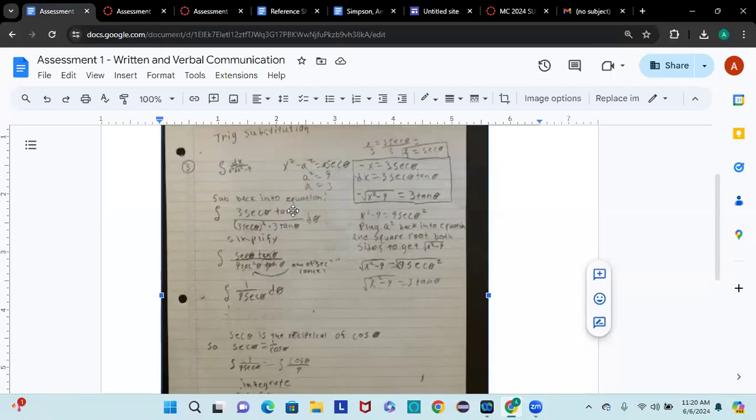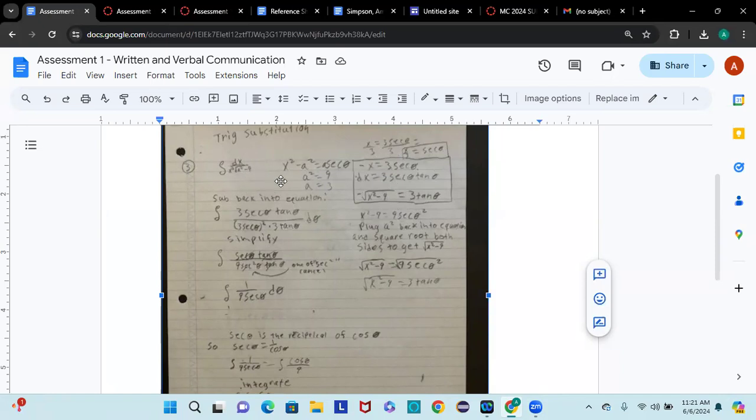So after that, what I did was I figured out that x was 3 secant theta, and then I took the derivative of that, and that was 3 secant theta tan theta.